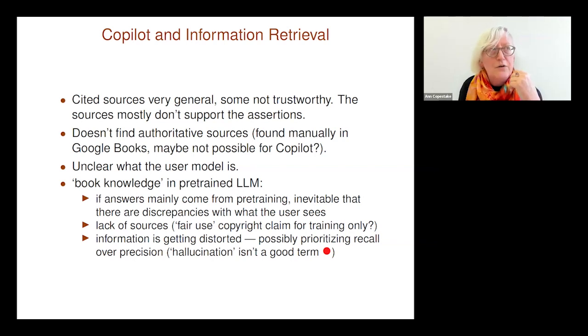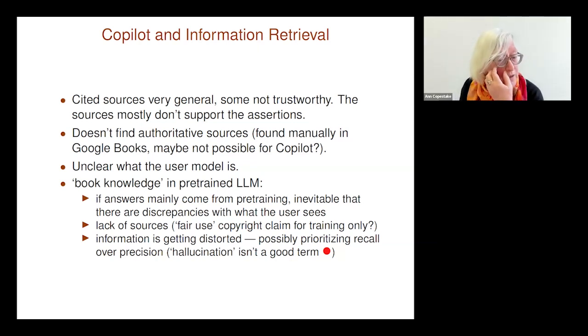I could go into more detail. The cited sources that it was giving me were very general. Some were not trustworthy. They looked like they were auto-generated. It doesn't find the authoritative sources, which I eventually went looking for in Google Books. Maybe that's not possible for Copilot. It's unclear what the user model is. What is it assuming about the user who's asking these questions?